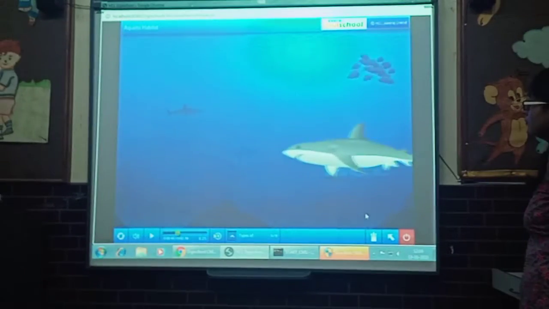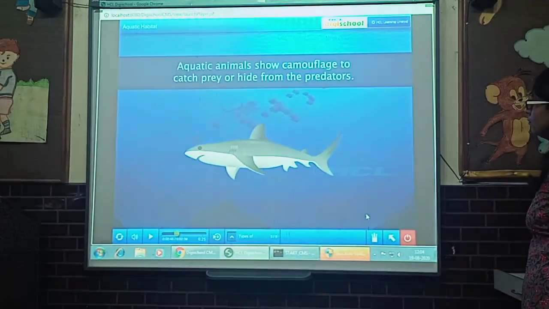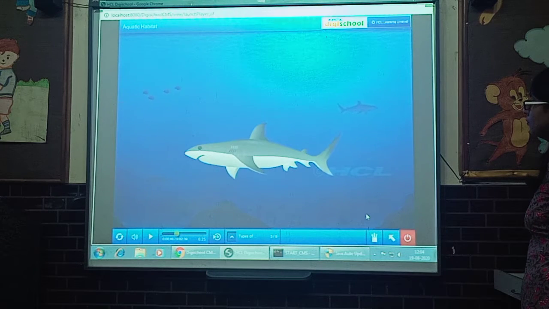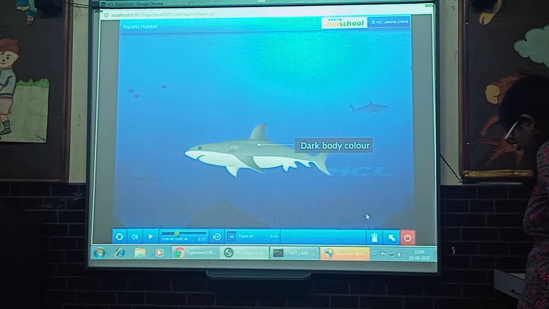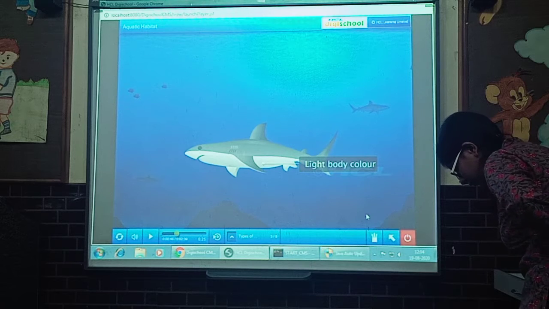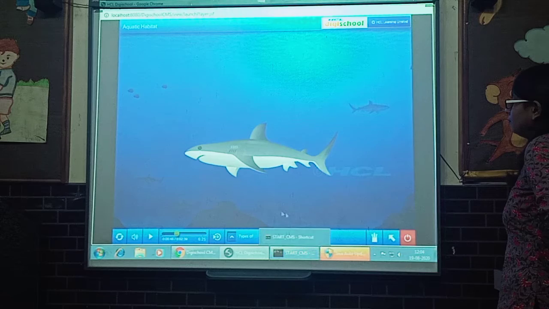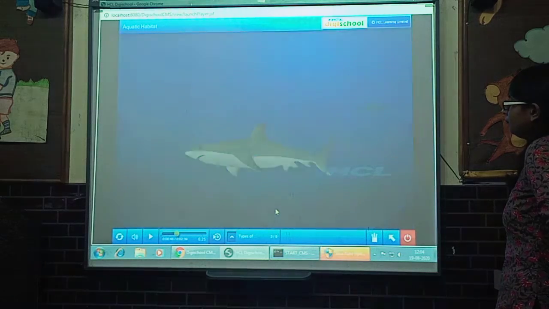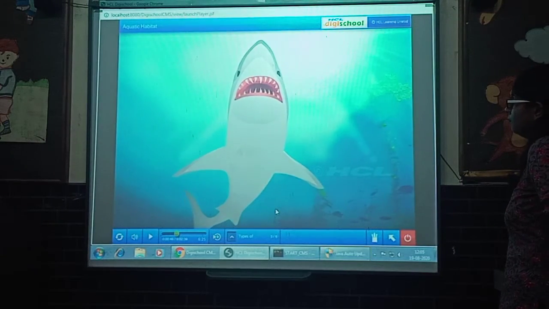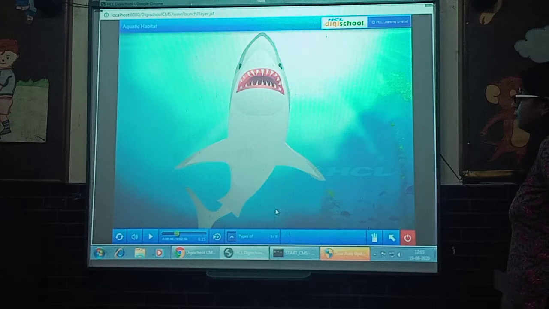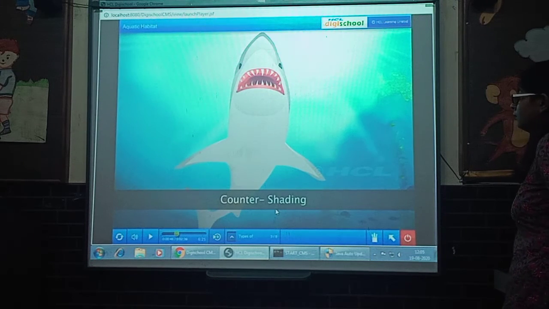Another exciting feature used by fish underwater is the adaptation of camouflage to catch their prey. The shark, for example, has a dark color on its upper body and a light color on its lower body. This makes it difficult for one to spot a shark when seen from above. Similarly, the light color on its body prevents it from being noticed when seen from below. This kind of color shading is known as counter shading.